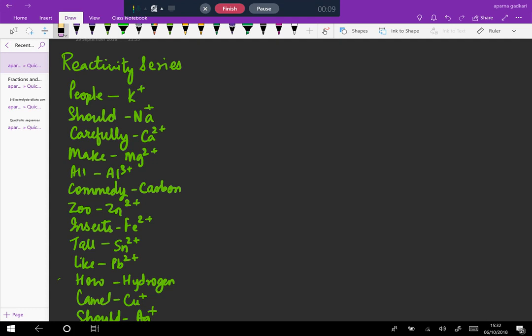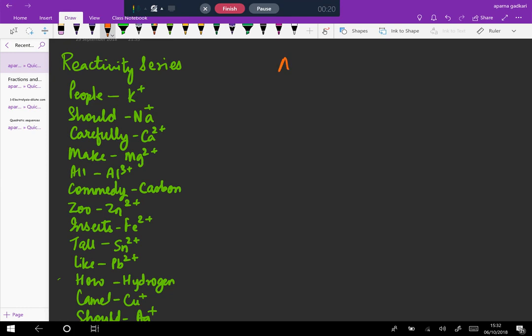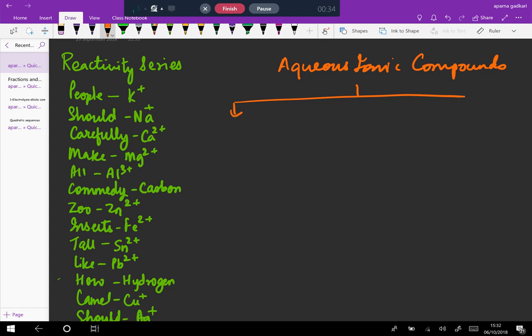Today's topic is electrolysis of aqueous ionic compounds. Now, aqueous ionic compounds. There are two types of aqueous ionic compounds. So let me just write down aqueous ionic compounds. There are two types. One is the dilute ionic compounds, and second is the concentrated ionic compounds.